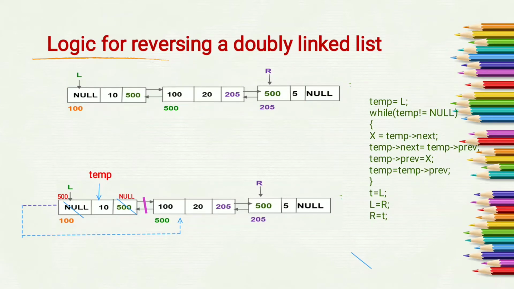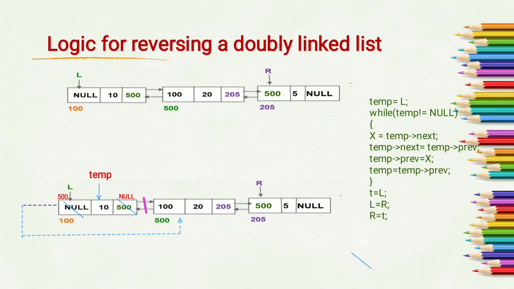To reverse a doubly linked list, what we have to do, we have to just interchange the previous and link pointers. That means we have to swap link and previous pointer of nodes so that a doubly linked list will reverse. So its logic is very simple as compared to singly linked list.